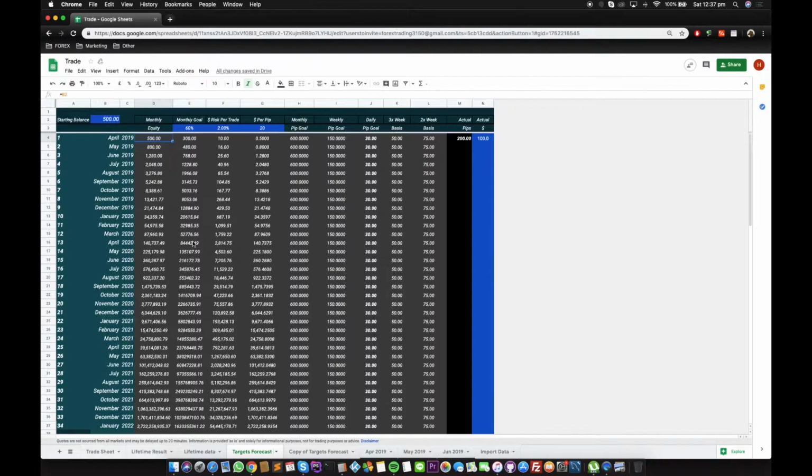So this spreadsheet here is pretty much so if I have a starting balance of $500, my monthly, to get a 60% return of $300, I'll need to risk $10 per trade at 2%, and my dollar pip value will be 50 cents. And to achieve my $300 monthly goal, I will need 600 pips for the whole month.